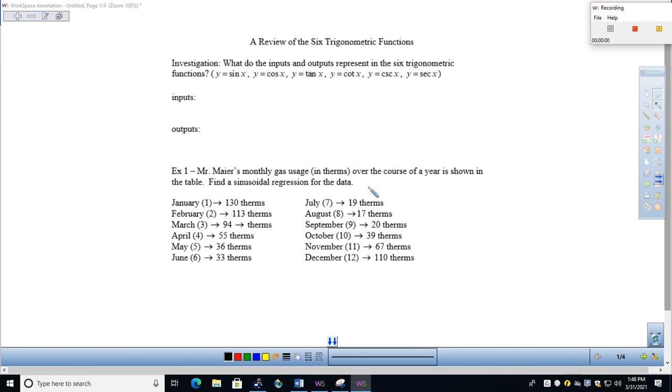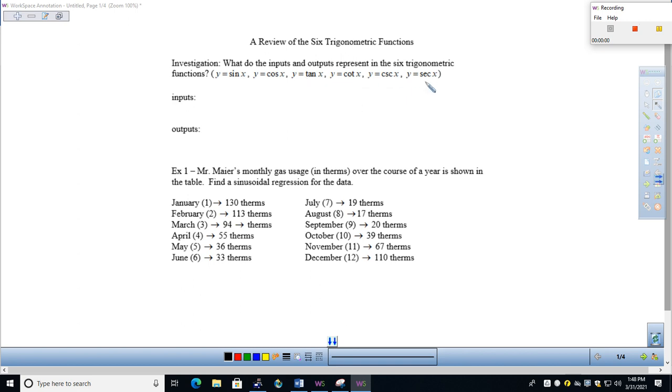Welcome. Today's lesson is a review of the 6 trigonometric functions, and the lesson is pretty self-explanatory in that it gives us an opportunity to just take a step back and review some of the concepts that we've been looking at all unit long. So we've been investigating really 6 trig functions, and I wrote them right here, of course, sine, cosine, tangent, cotangent, cosecant, and secant.